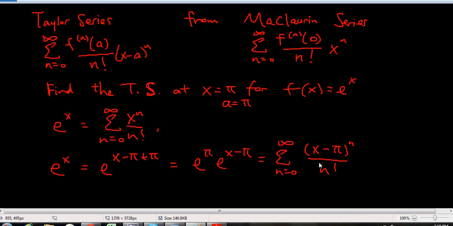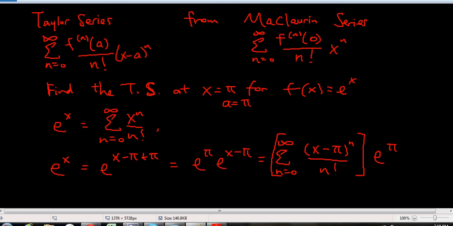And sorry, this is the e to the x minus pi, and you're probably asking, where did the e to the pi go? That's my mistake. Here's e to the pi. So e to the x minus pi is equal to this thing here, and e to the pi is e to the pi. So there you have it. This is actually the Taylor series for e to the x centered around x equals pi. So let's just double check that and make sure that's actually right.